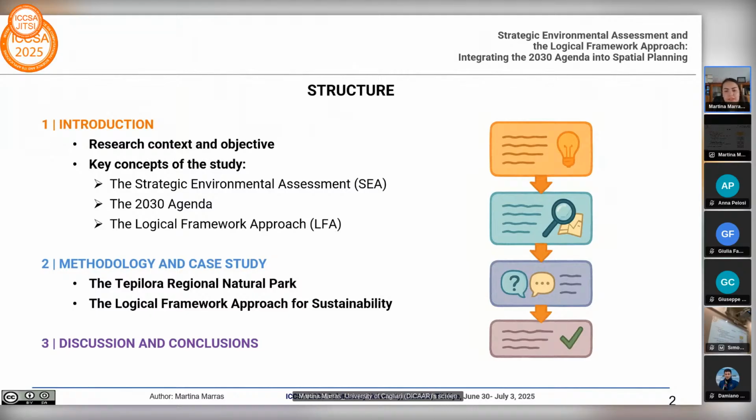Second, I detail the methodology and illustrate its application in the case study. And third, I summarize the main findings, reflect on the broader implications and the future development of the study.